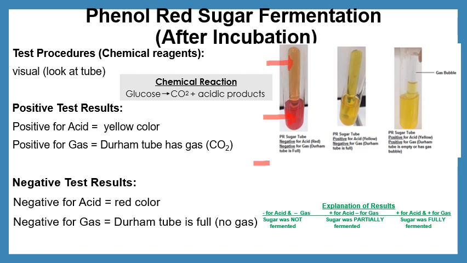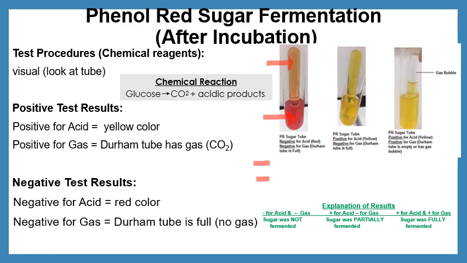The second part is we're going to look for gas production. That Durham tube, the inverted test tube that initially was full of media, is still full of media, and therefore we are negative for gas, specifically negative for carbon dioxide production. So let's talk about the explanation of these results. If it's negative, negative, that means the sugar was not fermented, and therefore that particular bacteria did not have the enzymes to metabolize this particular sugar.